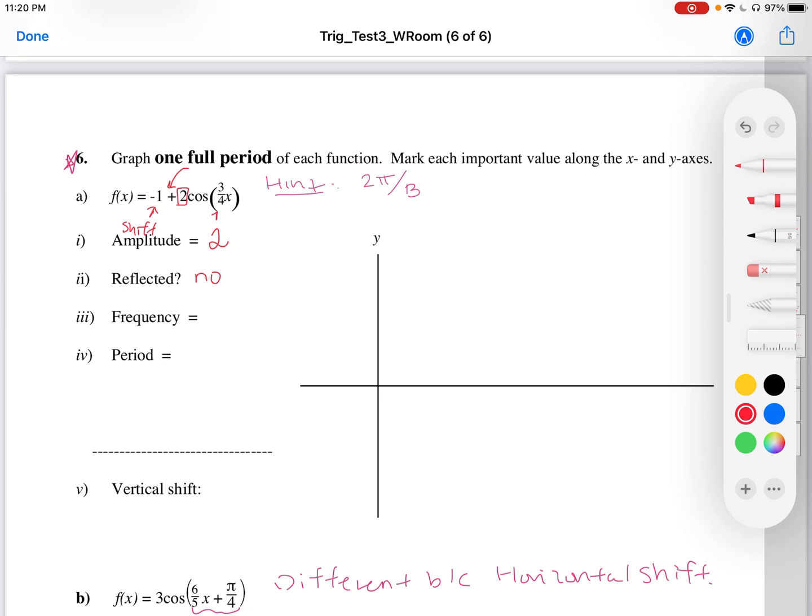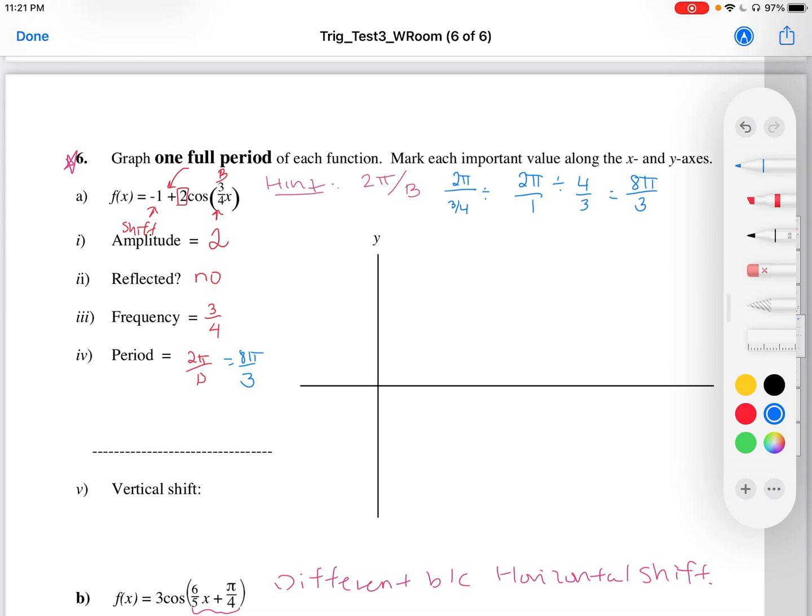The frequency is this number here, so 3 over 4. Your period will be made up of 2 pi over b. Our b is 3 over 4. So let's go ahead and figure that out. I have 2 pi divided by 3 over 4. That's just division, so let me rewrite it so it can be more pleasing to the eye. So 2 times 4 is 8, 8 pi over 3. This is my period. So my answer is 8 pi over 3.